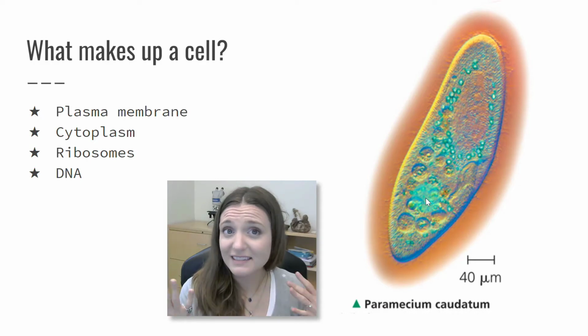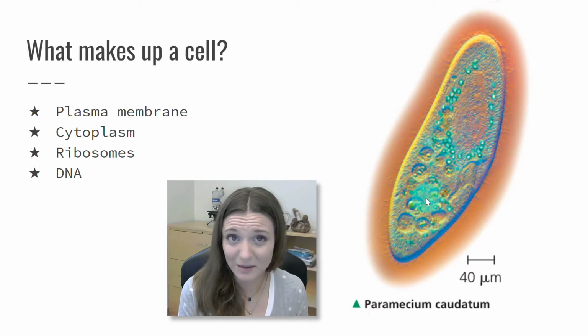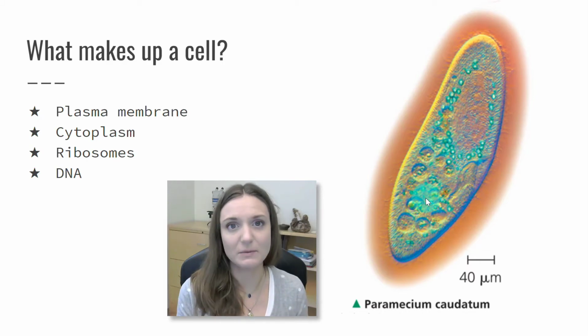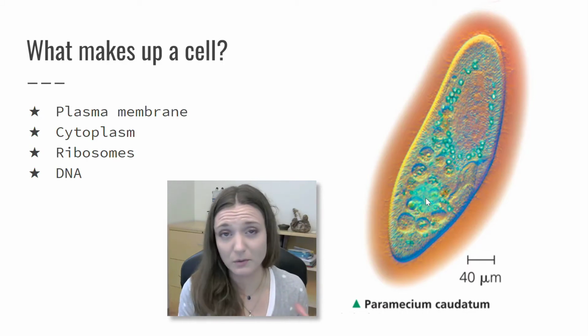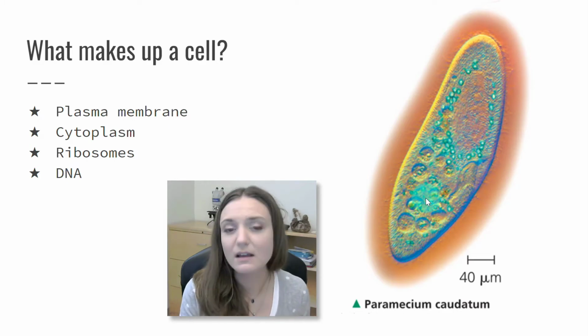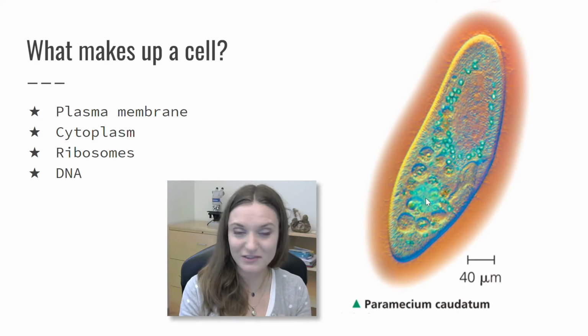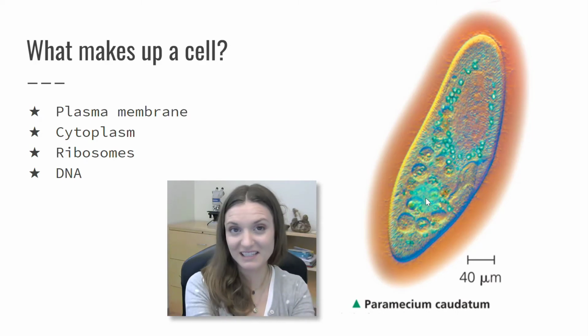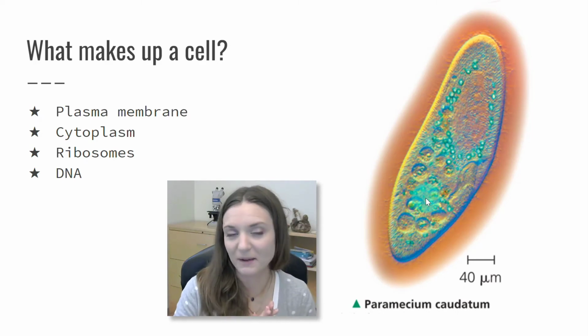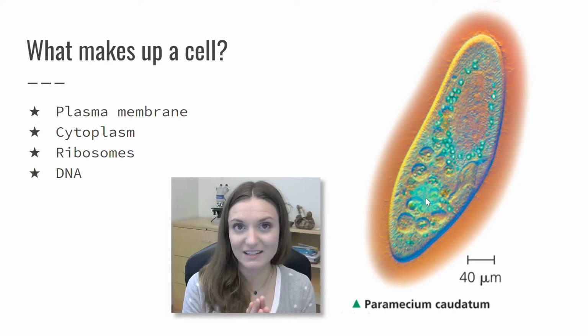All cells have DNA. All cells need some sort of genetic material to, one, give them instructions for how to build all of the molecules and proteins within their cells, but two, that DNA is also what's sent down to the next generation. Every time that cell divides, it's going to send on its DNA to the next generation. Okay, so all cells have DNA as well.